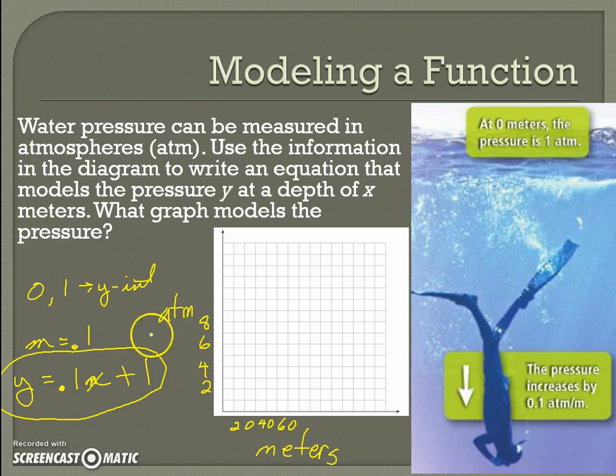And so I know that at 0, it's at 1. And then I could go on and put some values in. So here, this would be 10. And at 10, it's going to be 2. And then at 20, it's going to be a pressure of 3. And then you kind of get the idea how this continues. So this is a graph that would represent that. So here's the graph that represents this, the pressure underwater.